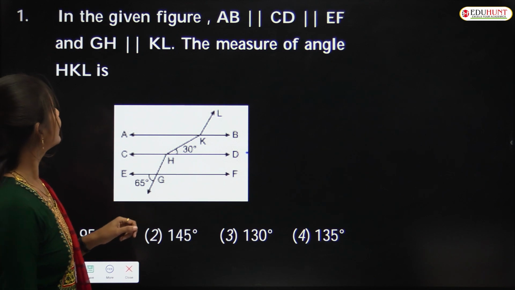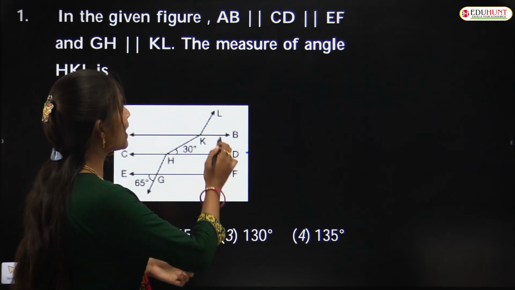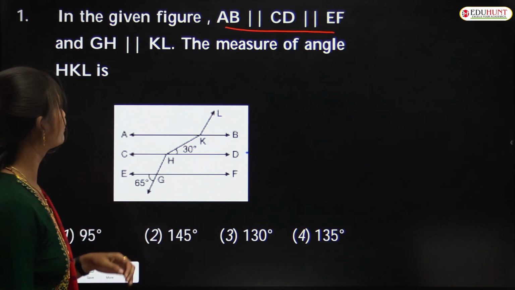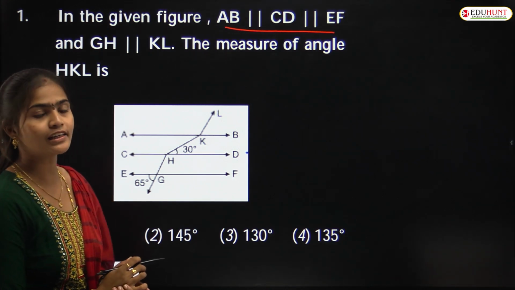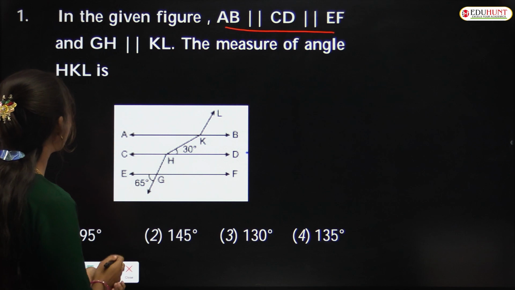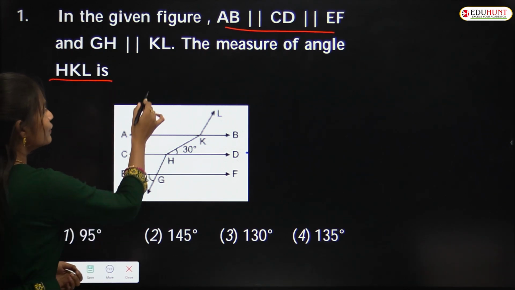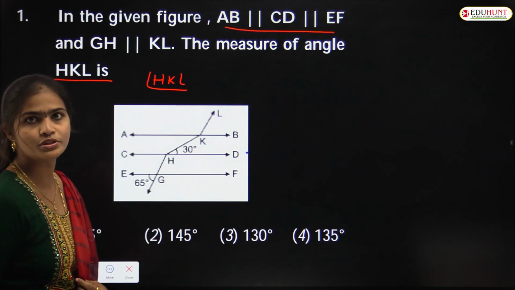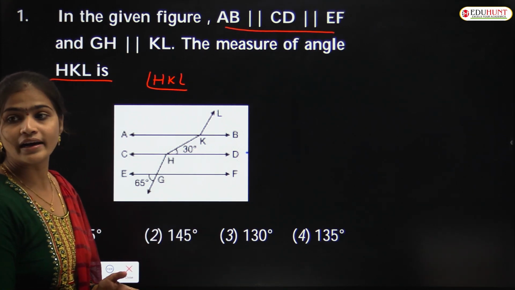Here in the given figure, AB is parallel to CD and CD is parallel to EF. Okay, and GH is parallel to KL. They are asking us to find the value of angle HKL. So how do we find that?